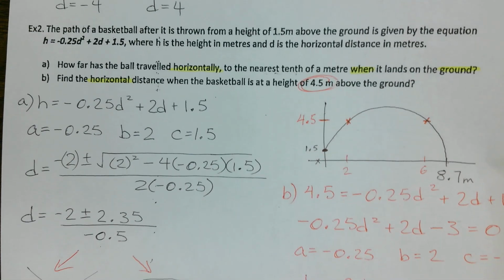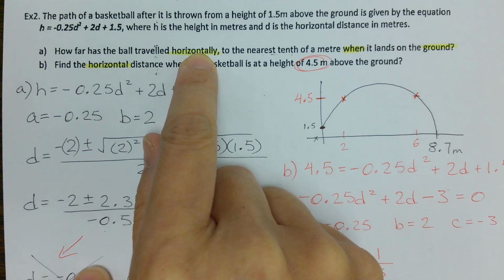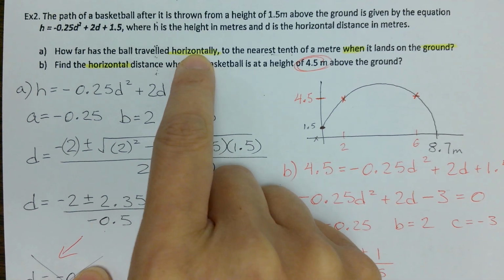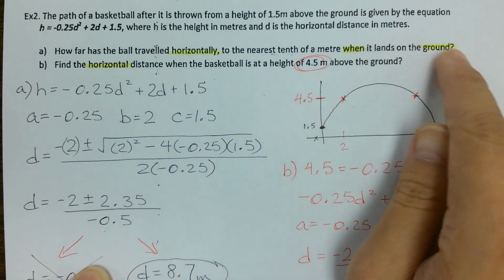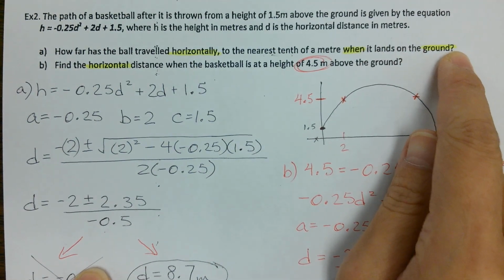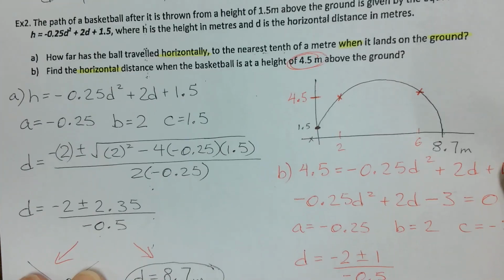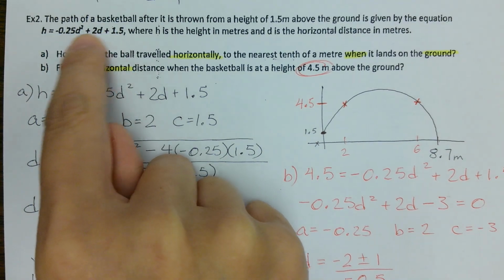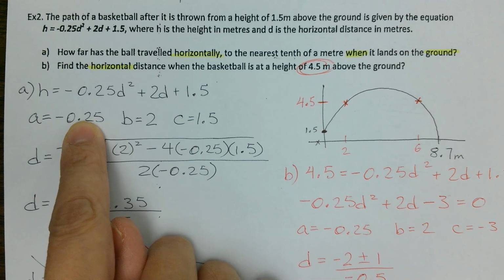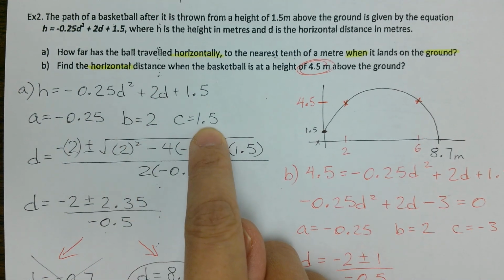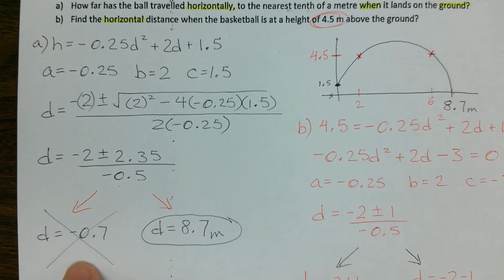Okay. Number 2. Again, when it says how far has it traveled horizontally, the word horizontally, and the ground, tells you that you should be solving for x. So it means I would either factor or do the quadratic formula. Since the equation has decimals, it's probably best to do quadratic formula. So my a is negative 0.25, b is 2, c is 1.5. Sub it into the equation. You get my 2 answers.